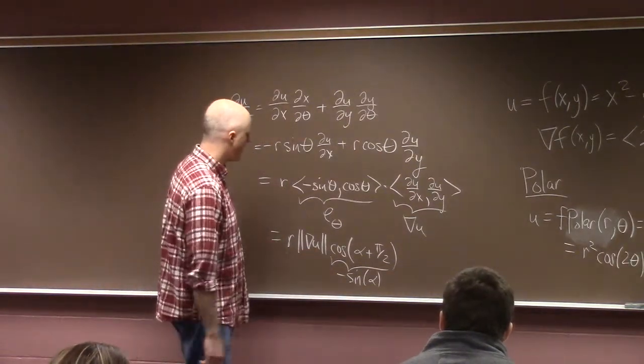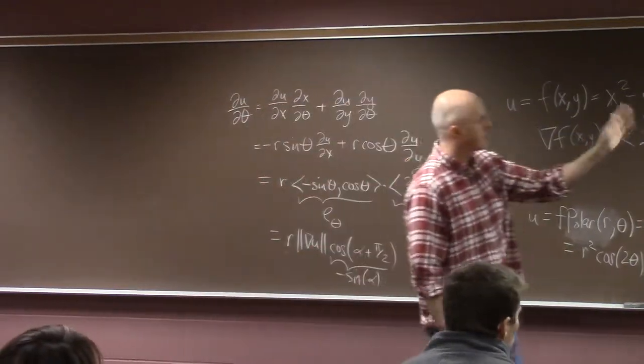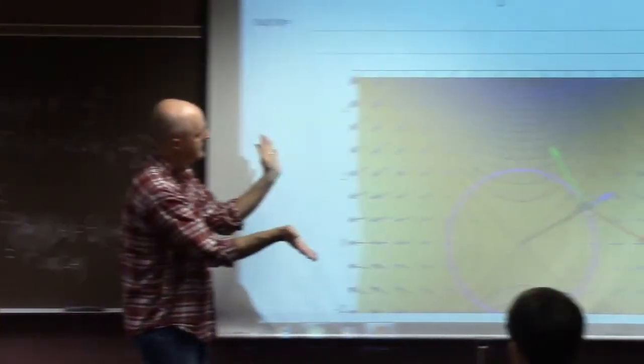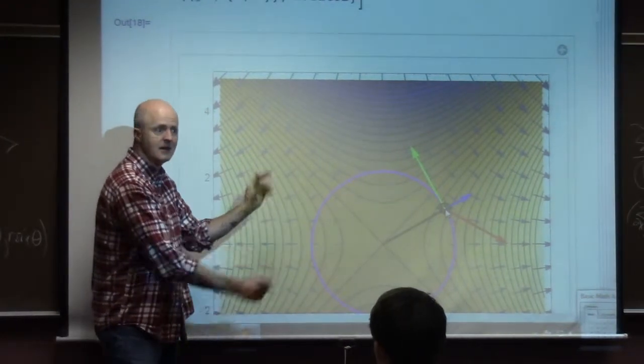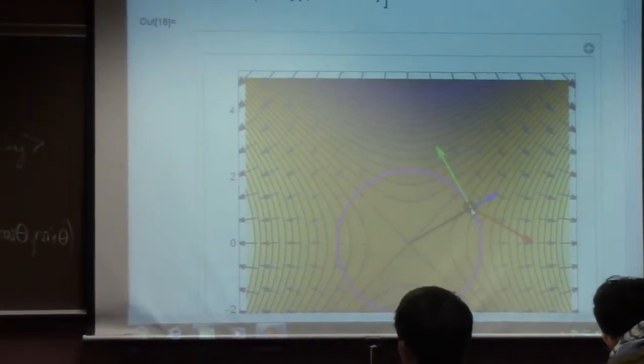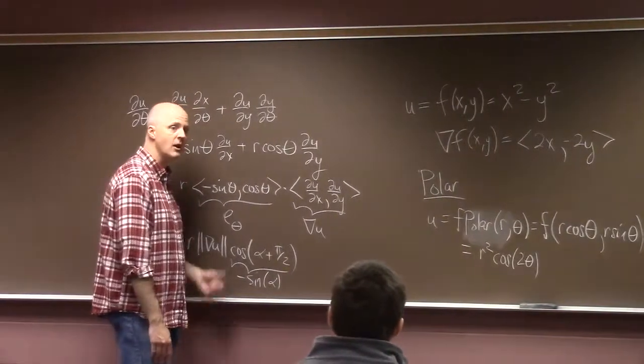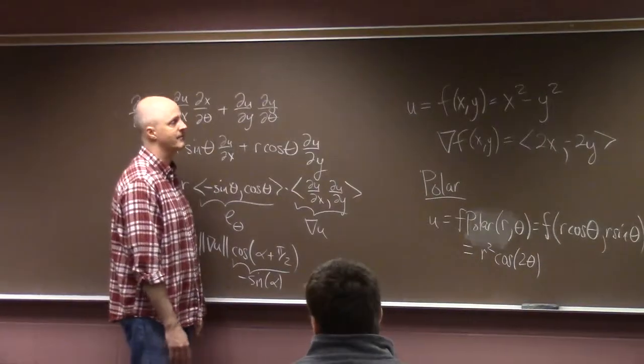The angle between E theta and the gradient is the angle between the green arrow and the red arrow. It's bigger than 90 degrees. Cosine of that angle is negative. Also, you can think of it this way: it's negative sine of that angle, which is a negative number. So the rate of change is negative.